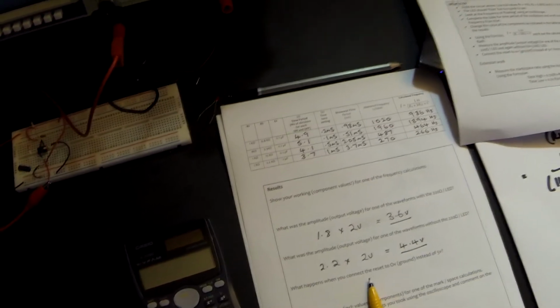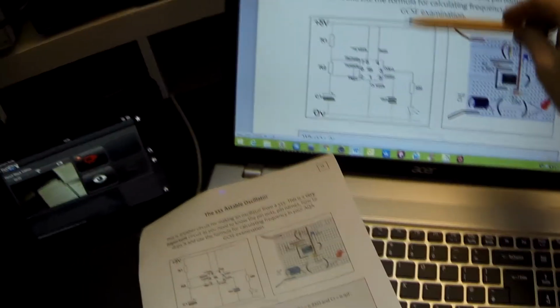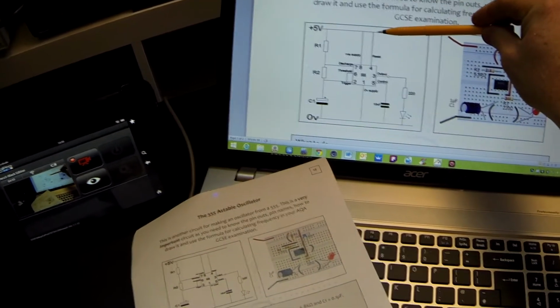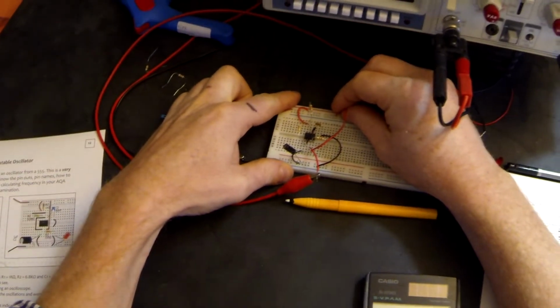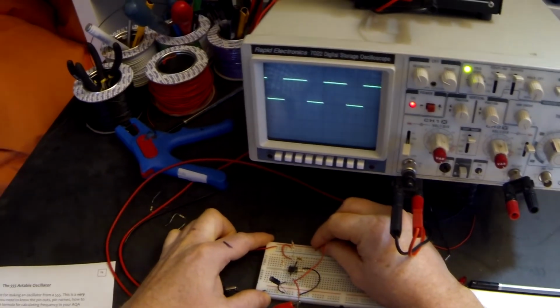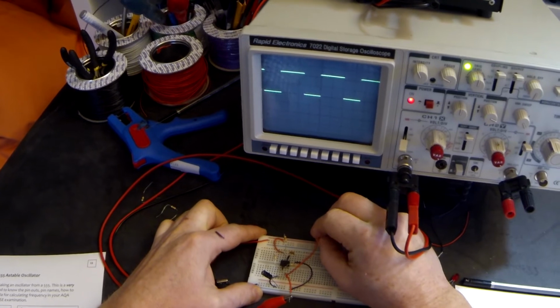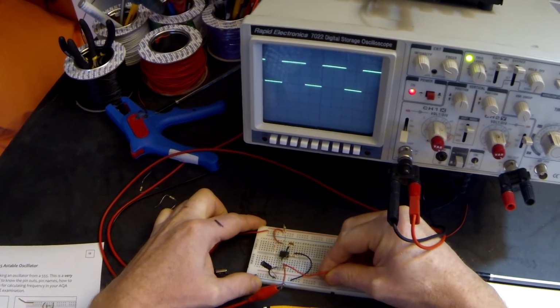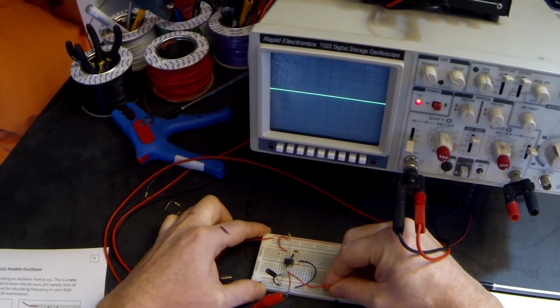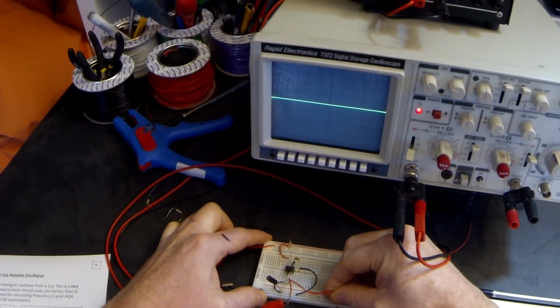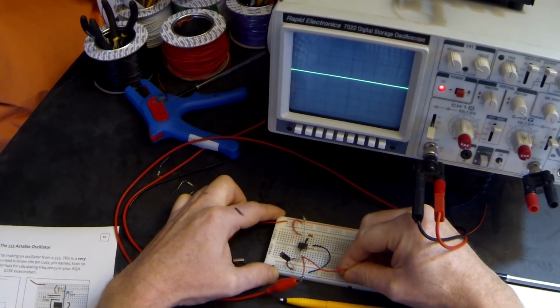Next question says, what happens when you connect the reset to 0 volts? Well, currently our reset was connected to the 5 volt supply. So I am now going to disconnect my reset from 5 volts. Let's see if I can show both. And as I pull that out, nothing has happened. But when I plug it into 0 now, you can see that the output has dropped to 0.